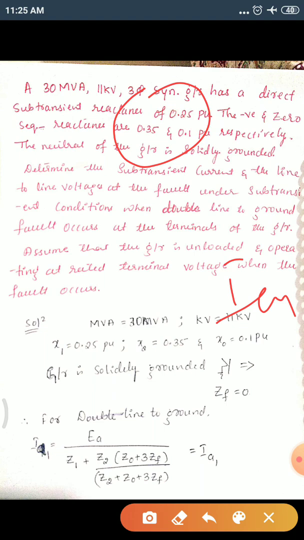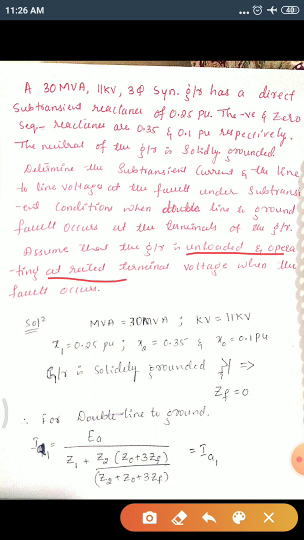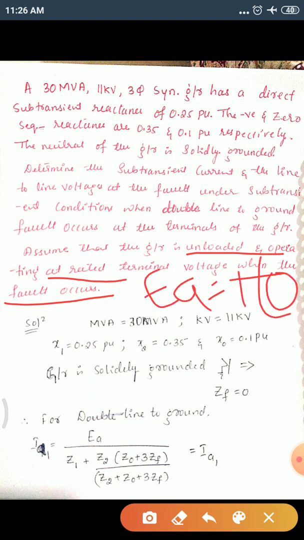At the fault, under subtransient condition, a double line to ground fault, that is an LLG fault, occurs at the terminals of the generator. We need to assume that the generator is unloaded and operating at a rated terminal voltage when the fault occurs. This means that EA, the positive sequence voltage, will be 1 at an angle 0 per unit. That can be observed.